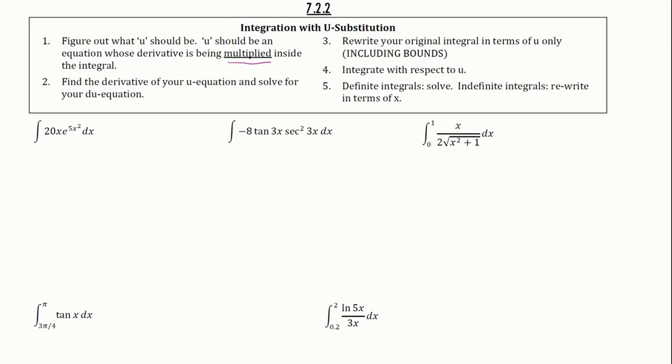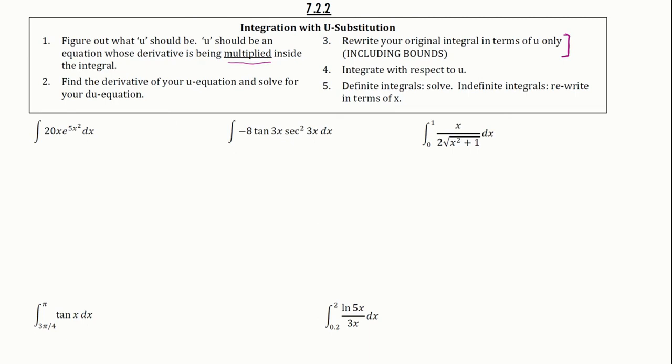Find the derivative of your U equation and solve for your du. Then you're going to rewrite the original integral in terms of U only. So this is going to be big on your final or the AP exam, is the fact that you do need to rewrite your integral in terms of U. So get in the habit of doing this. Don't just use the guess and check method and say, oh, well, I've always used guess and check and it's always worked. You are going to have to know how to use U substitution. That is a requirement. Then once your integral is rewritten in terms of U, then we'll integrate and solve.